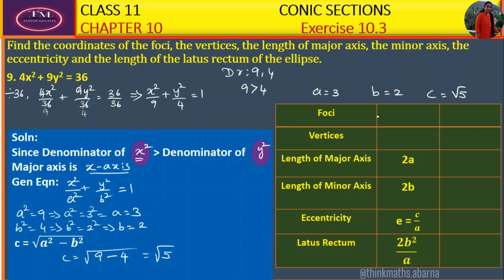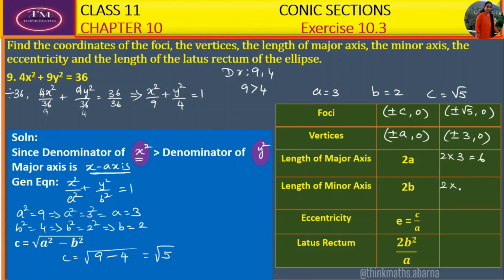Now focus, foci. That is the major axis. It is in the x-axis, so the focus will be in the x coordinate. So it is plus or minus c comma 0, so it is plus or minus root 5 comma 0. In the same way, vertices will also be on the x-axis, so plus or minus a comma 0, so plus or minus 3 comma 0. Major axis is 2a, so 2 into 3, 6. Minor axis is 2b, 2 into 2, 4.